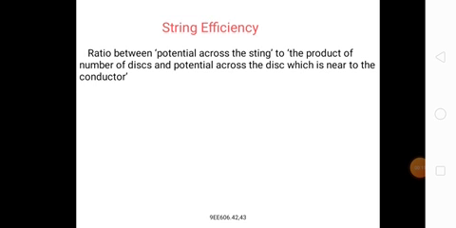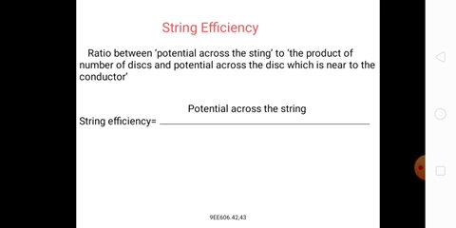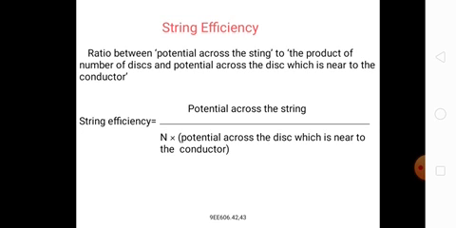So, what is string efficiency? It is the ratio between the potential across the string to the product of the number of disks and the potential across the disk which is near to the conductor. That is, string efficiency is equal to the potential across the string divided by the product of the number of disks and the potential across the disk which is near to the conductor.